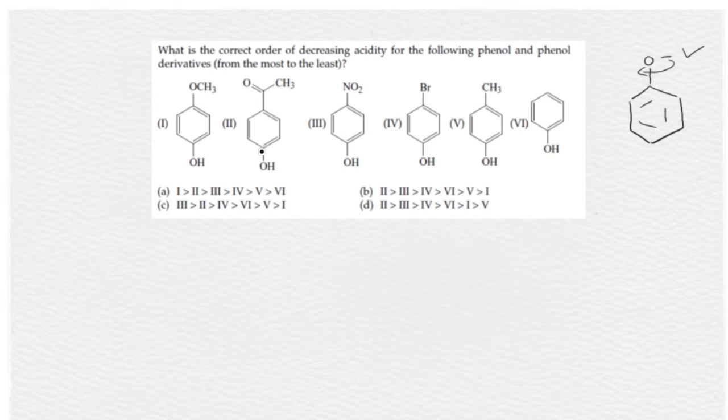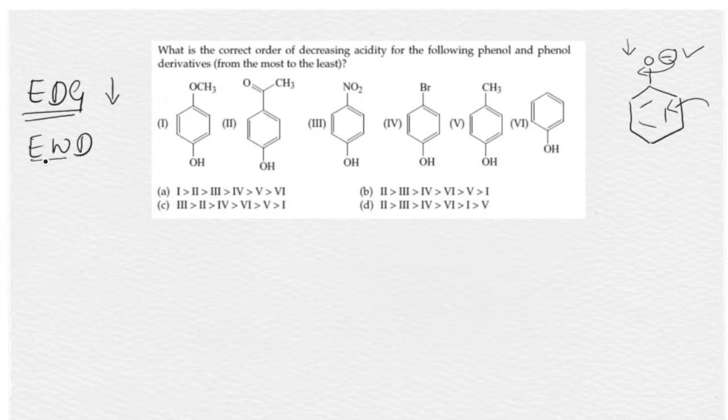Now, what will affect their acidic strength? It mainly depends on the electron donating groups and electron withdrawing groups. Electron donating groups like methyl, ethyl, methoxy, they decrease the acidic strength by donating electrons to the benzene ring, making this negative charge destabilized. What about the electron withdrawing groups like nitro, aldehyde, ketone, etc.? They withdraw electrons and stabilize the negative charge. Hence, electron donating group decreases the acidic strength of phenol. Electron withdrawing group increases the acidic strength of phenols.